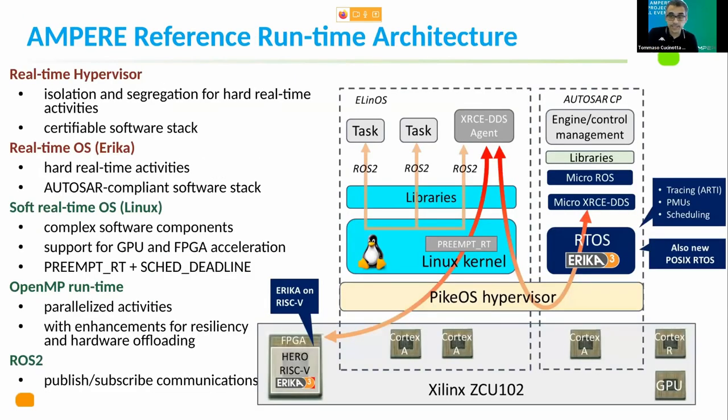Okay, so considering the runtime, I can close by mentioning the reference runtime architecture we have in AMPERE that includes a runtime hypervisor on the bottom. This is used not on all the boards, but it can be used, for example, on the Xilinx UltraScale Plus reference board, where we have an FPGA acceleration fabric.